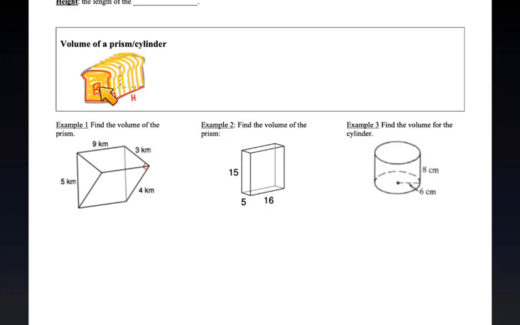But the easiest way to do this is take the area of this slice times the number of slices, or the height. In general, that's what we're going to do here. The volume of a prism is a very simple formula. Capital B times capital H.